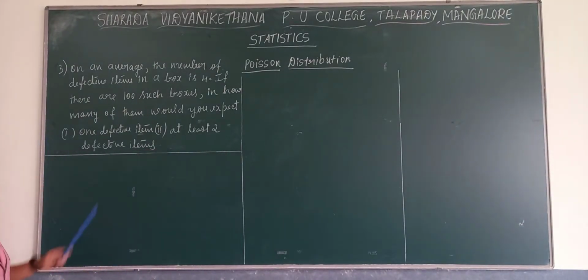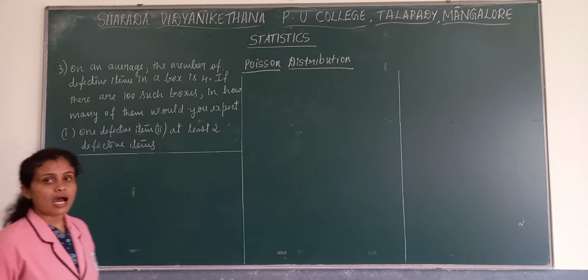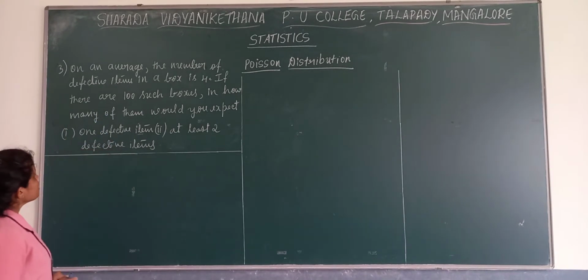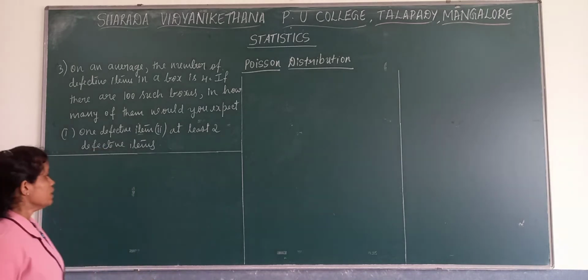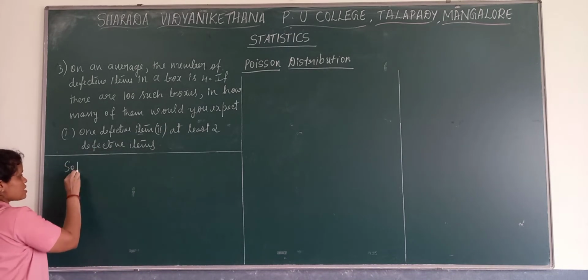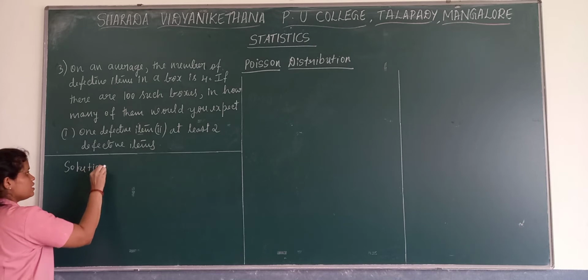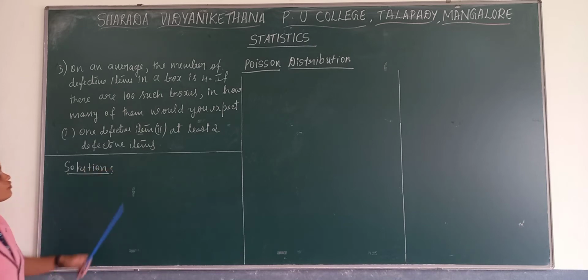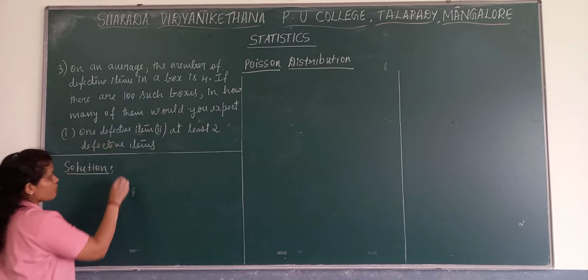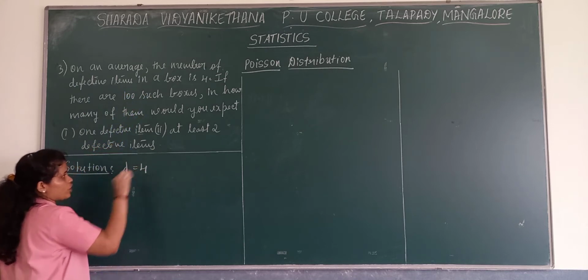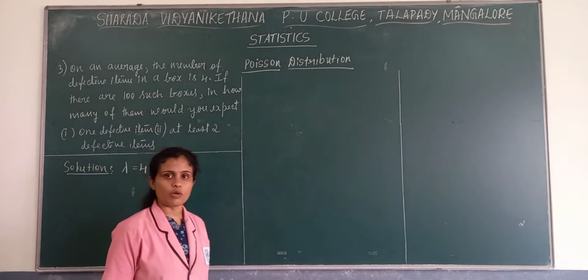Now, here read the third problem. On an average, the number of defective items in a box is 4. If there are 100 such boxes, in how many of them do you expect one defective item and at least two defective items? Now, here you can easily write the value of lambda. What is the value of lambda? On an average, how many defective items in a box? On an average, there are 4 defective items. So, lambda is equal to 4.